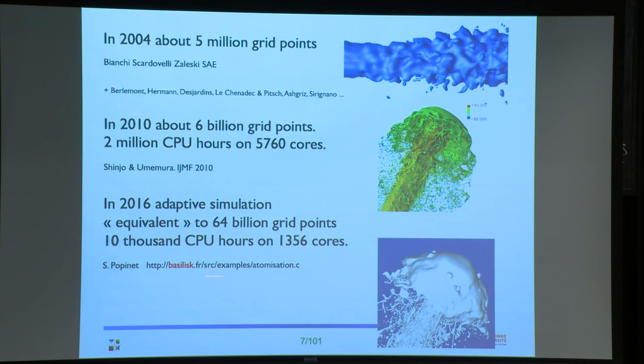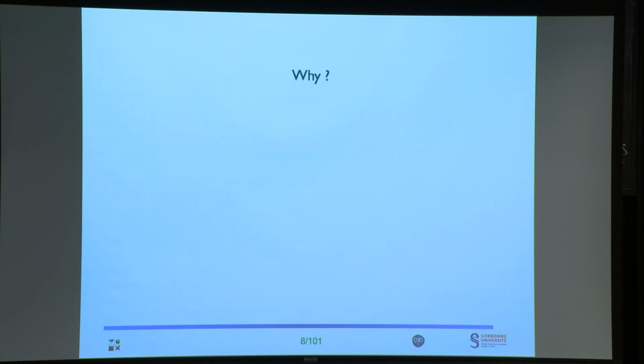So with the Basilisk code, you see this mushroom shape is essentially the same here. And the resolution seems similar. I mean, it's extremely expensive to improve the resolution of these things in terms of grid points. And so why would you do that?